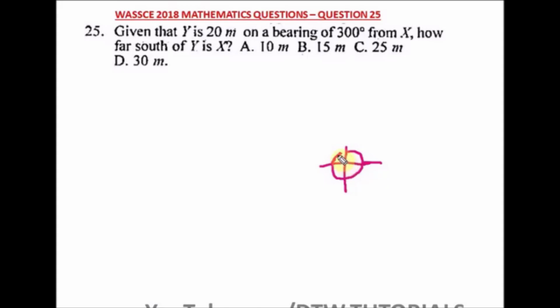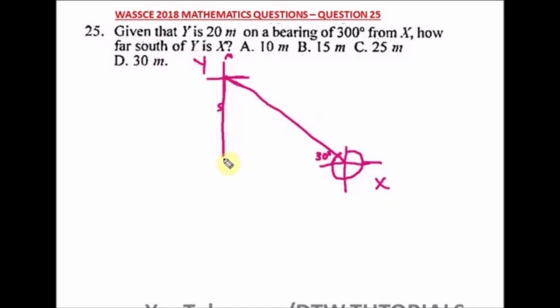It's on a bearing of 300 degrees from X, so Y is on this point. This is Y and this is X. This angle here is 270, and 270 plus 30 will give us 300 degrees. So this angle here is 30 degrees. The question now says, how far south of Y is X? You know, this is your north and this is your south.